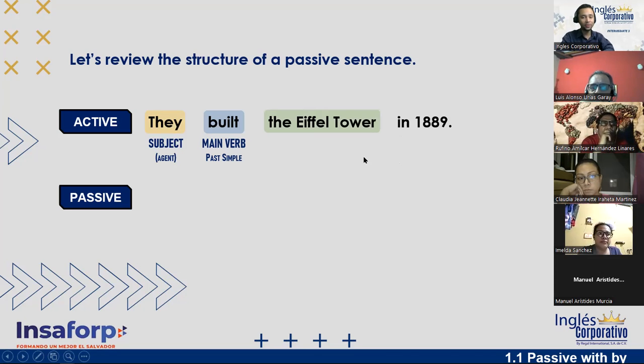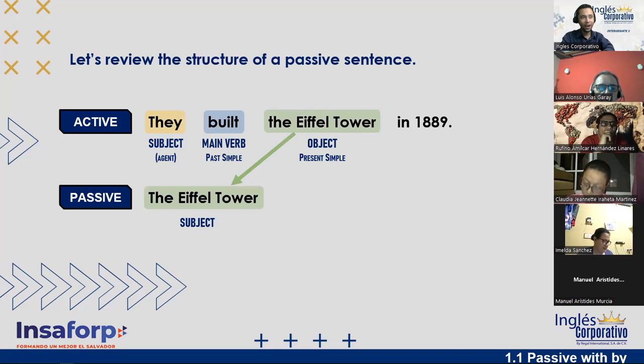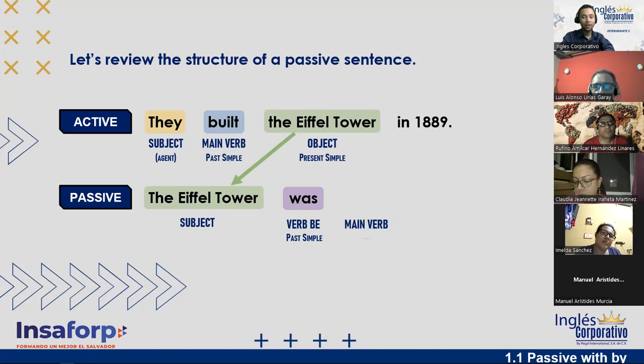So to form the passive sentence, you have to use the object from the active sentence at the beginning. And then you say, the Eiffel Tower. After that, you have the verb be. And the verb be should be in past simple. Why past simple? Because it's the same verb tense that we identified in the active sentence. So the Eiffel Tower was, and after that, you need the main verb, which is build, but in past participle. Build is an irregular verb. The past participle is also built. So the Eiffel Tower was built. And then we have in 1889.